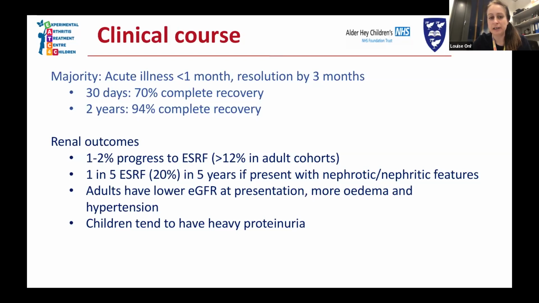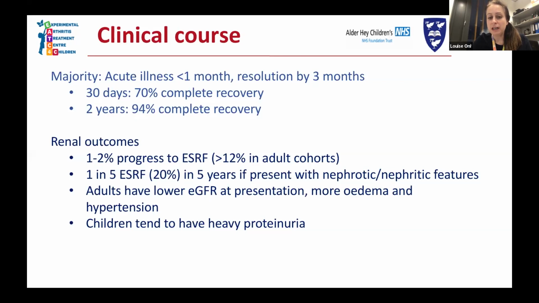end-stage renal failure. And this is much higher in adult cohorts, where over 12%, sometimes up to 30%, will progress to end-stage renal failure. And we know if we subdivide patients into those that are at higher risk, the patients who present with severe nephrotic or nephritic involvement, about 20% in 5 years will progress to end-stage renal failure.